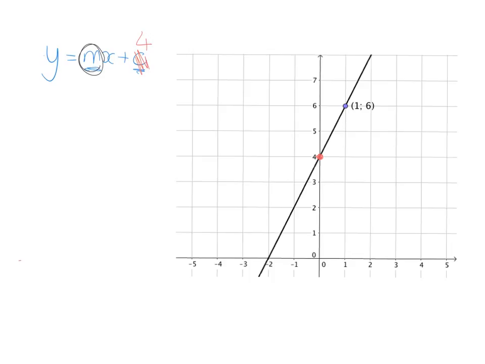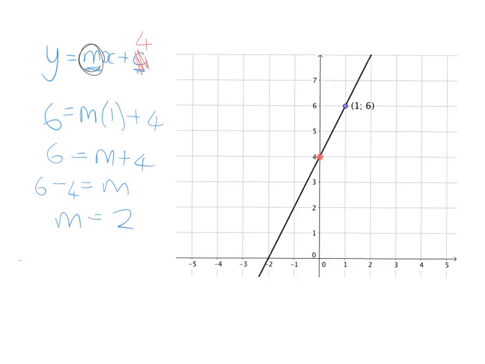But I have been given one other point, the point (1, 6). What does this tell us? It tells us that when I have an x value of 1, my y value is 6. So if I put an x value of 1 into this equation, with c being 4, my y value must turn out to be 6. M times 1 is just m, so 6 is equal to m plus 4. So m is equal to 6 minus 4, in other words, m is equal to 2.